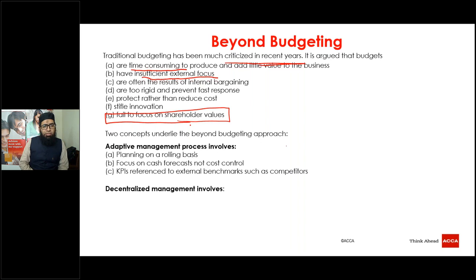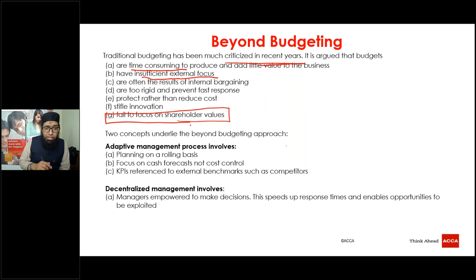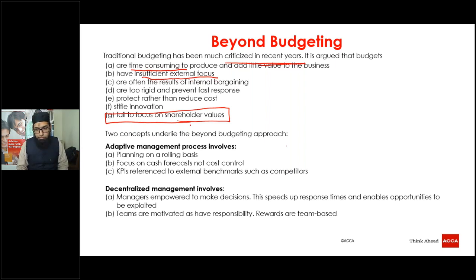And the other factor is the decentralized management. This involves empowering the managers to make their own decisions. So there shouldn't be any budget or plan which will guide the managers that they have to perform their work according to the budget. This shouldn't be the case. They said, just empower the managers. Managers will decide what decision to take in certain circumstances. So this will speed up their response time. Okay? So this is what beyond budgeting says.